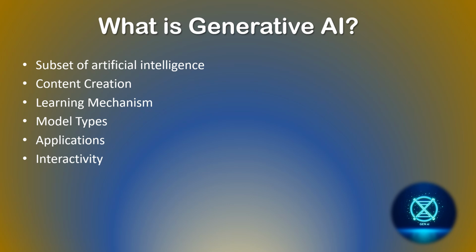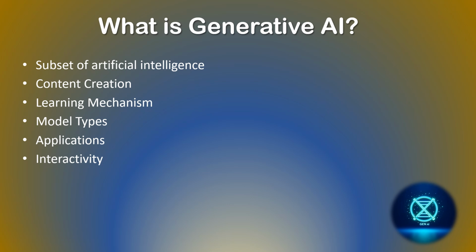Okay, model types. As you all know, generative AI of course has a set of models. It includes generative adversarial networks, which we call GANs, variational autoencoders, that is VAEs, and diffusion models, each with unique methods for content generation. That is how it works in the background.